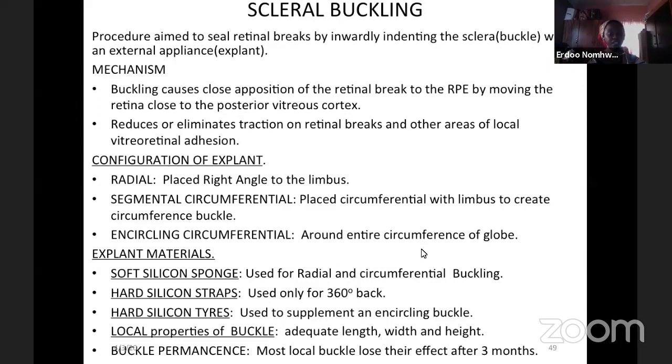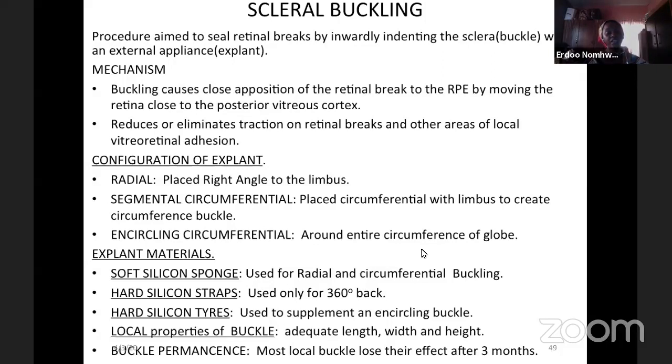Then these explants are made up of different materials. There's a hydrogel, and there's the silicone, but the hydrogel is not in common use. Most of the ones in common use now are the silicones. For the silicone, you have the soft and the hard, and you have the sponge, the straps, and the tires. The soft silicone sponges are used mainly for radial and circumferential buckling. The hard silicone straps are mainly for 360 degrees buckling. And the hard silicone tires, you can use to supplement if you're doing an encircling buckle.